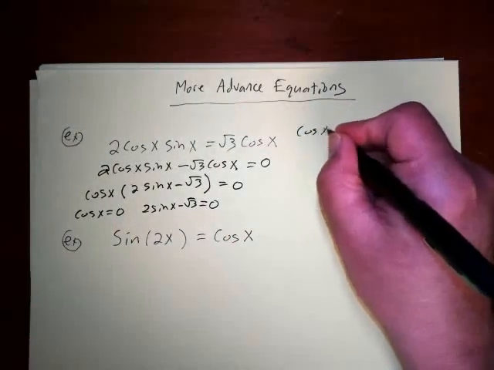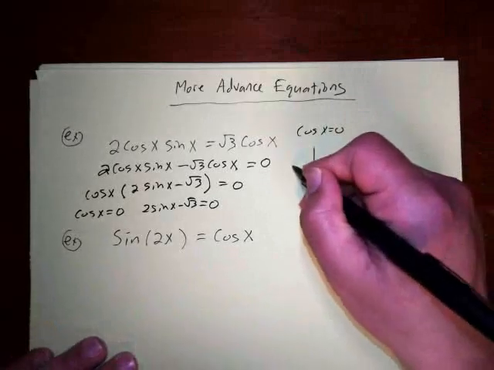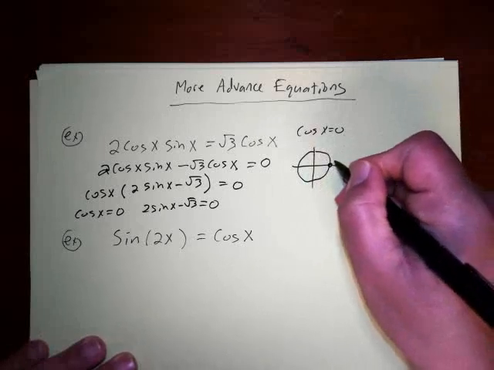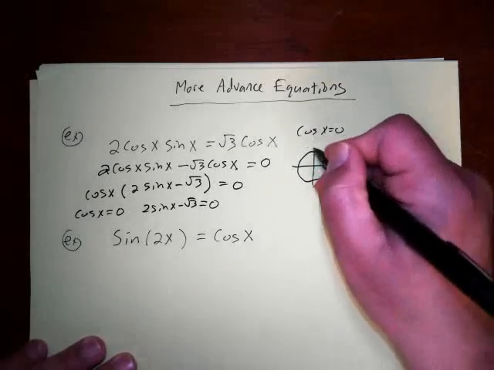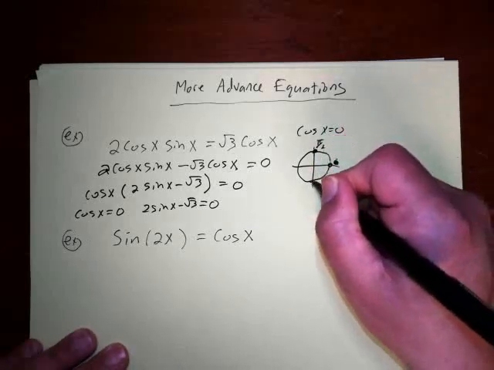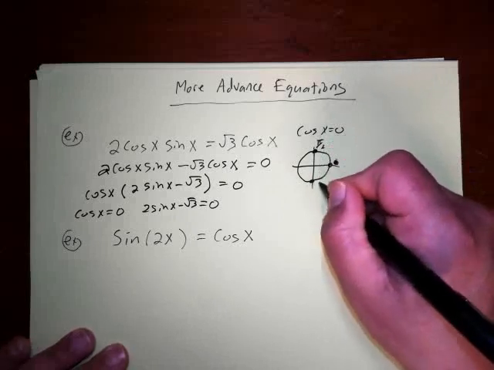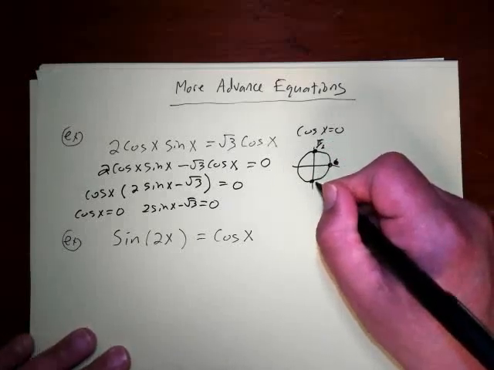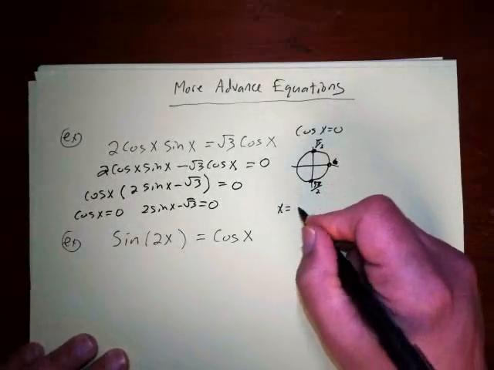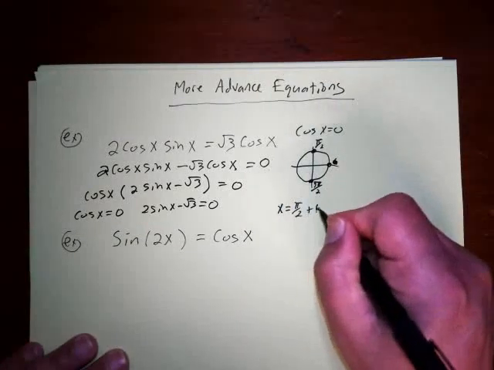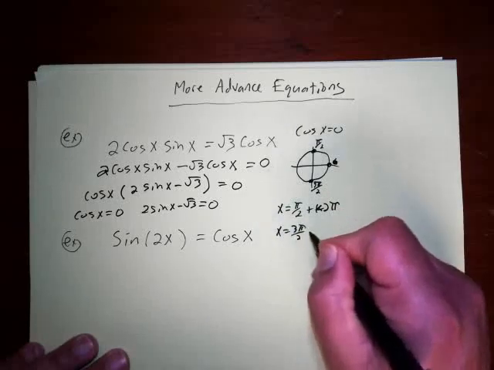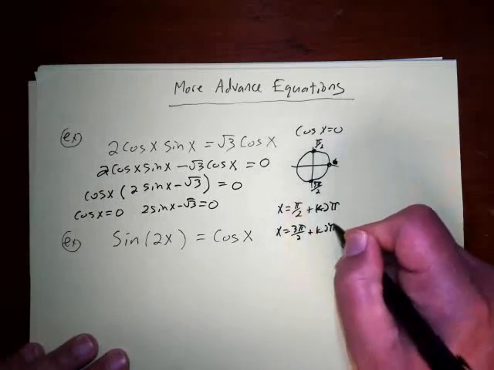So cosine x equals 0. Well, let's see. When is the cosine x equal to 0? Well, it's equal to 0 over here when... no, it's not. It's equal to 0 up here, right? The x-coordinate is 0. So either at pi over 2 or down here at 3 pi over 2, right? So you would get the solutions x is equal to pi over 2 plus k times 2 pi, or x is equal to 3 pi over 2 plus k times 2 pi.